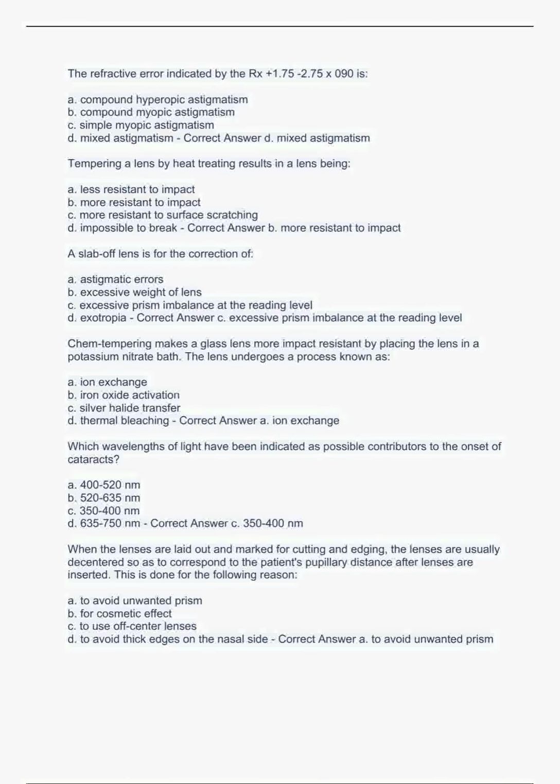A. Astigmatic errors. B. Excessive weight of lens. C. Excessive prism imbalance at the reading level. D. Exotropia. Correct answer C. Excessive prism imbalance at the reading level.